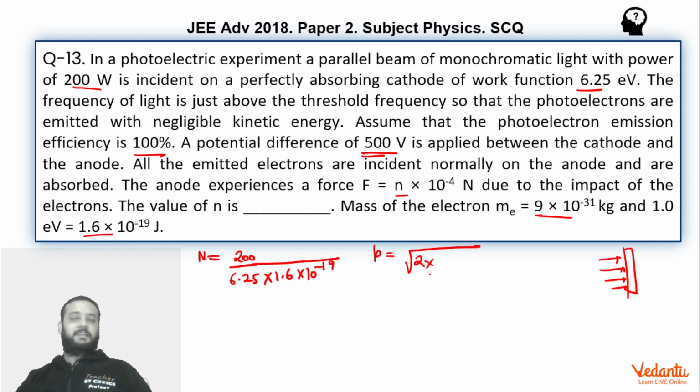We realize that the relation between kinetic energy of a particle and the momentum of that particle is P equals root 2 mKE. Mass of the electron is 9 into 10 to the power minus 31. Kinetic energy of the electron would have been 500 electron volt. So 500 into electron volt is 1.6 into 10 to the power minus 19. So this is the momentum of one electron reaching the anode, and number of electrons reaching the anode per second is this.